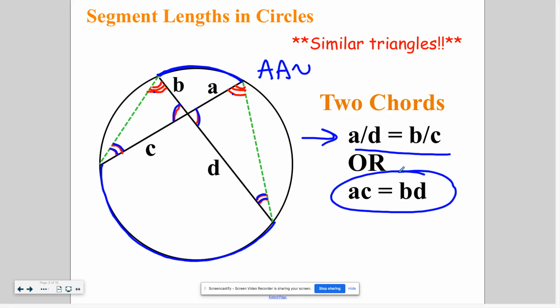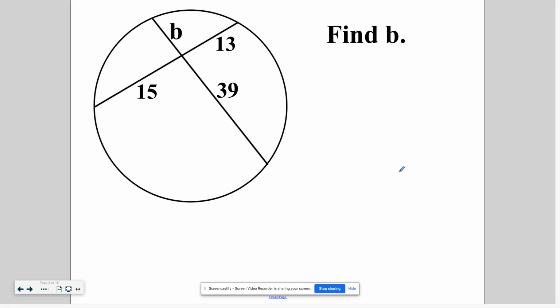AC equals BD. And that's really just the easy way to memorize it and work with it when you're solving problems. But just keep in mind that this comes from similar triangles, and the proof is from similar triangles, angle-angle similarity, and writing a proportion equation, just like we've done many, many times. So we're going to use that theorem eventually.